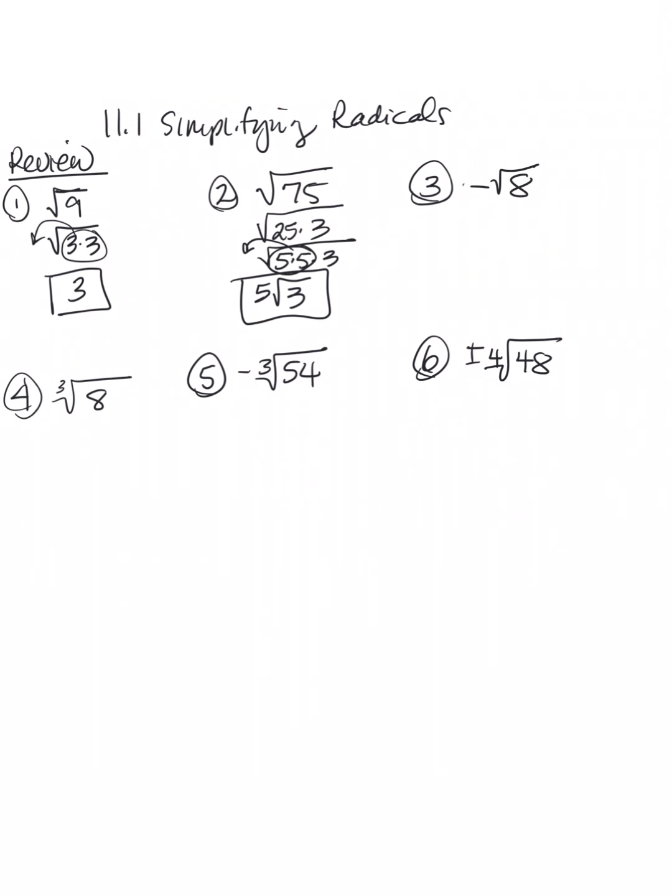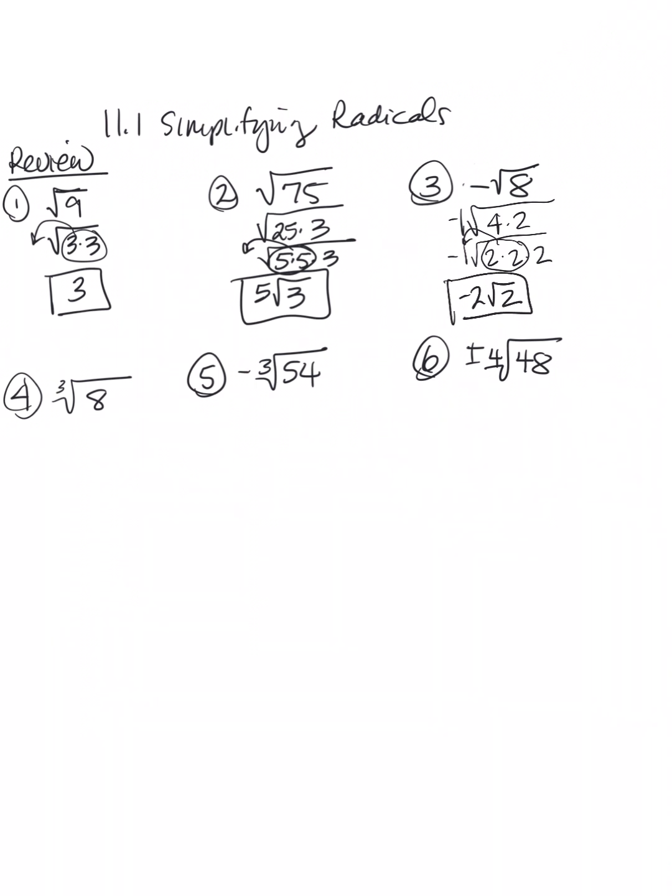Number 3 has a negative out front, so we're just going to leave that negative out there. Don't mess with it, just treat it like a negative 1. And let's look at what's underneath. Well, 8 is 4 times 2, right? If we keep factoring this down, we get 2 times 2 times 2. So there's a pair of 2's that can come out. Now I need to multiply that 2 that I'm taking out by the negative 1, so it becomes a negative 2 square roots of 2.